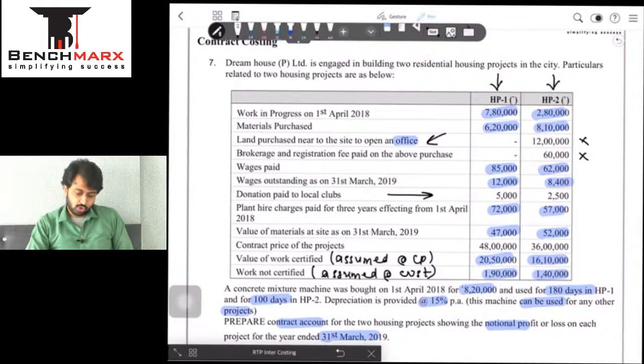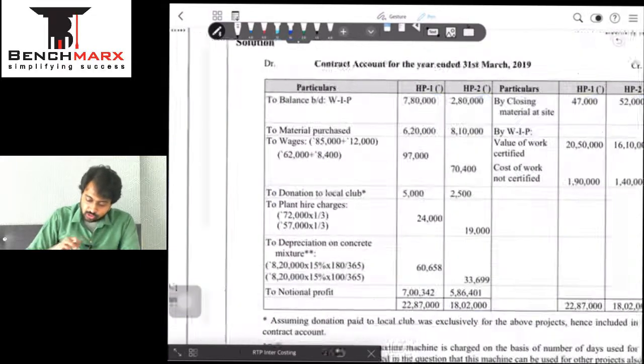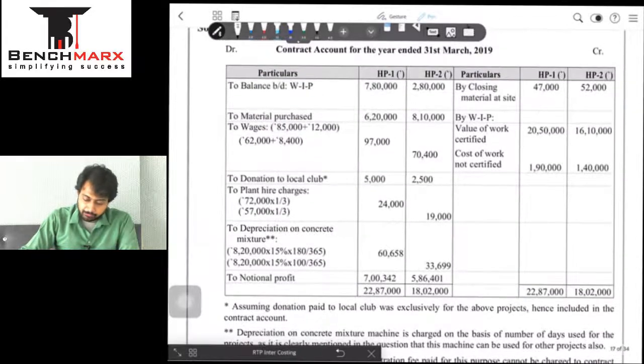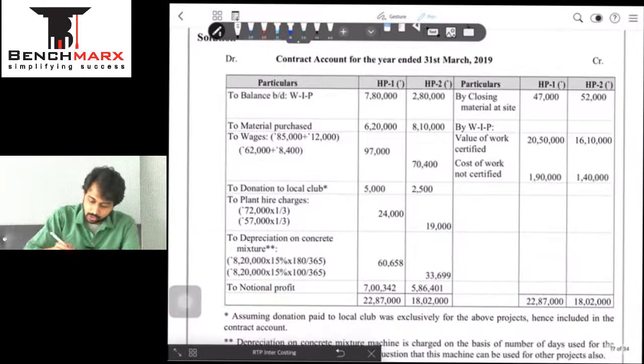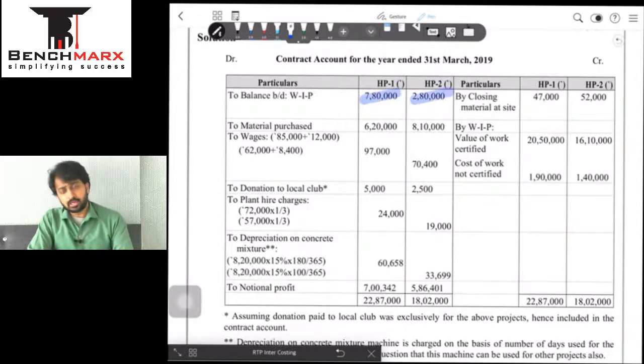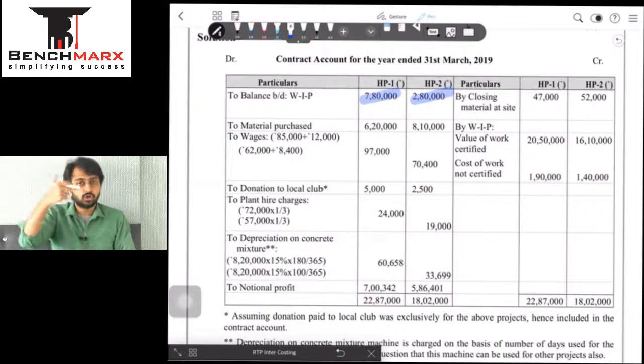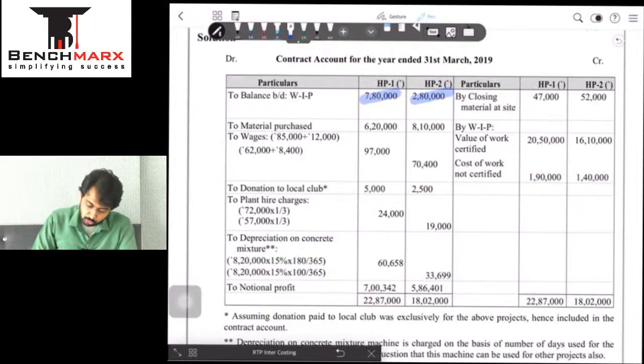Done? Hopefully yes. Let us quickly run through the solution and see if there are any abnormalities, which I don't think there are. Opening WIP, as I said, will come from the details given to us. So opening WIP is nothing but last time's closing WIP. So it is always the cost and income so far. The contract account is always prepared on a cumulative basis, so I will always bring the balances from the previous year to this year. That's my opening WIP.